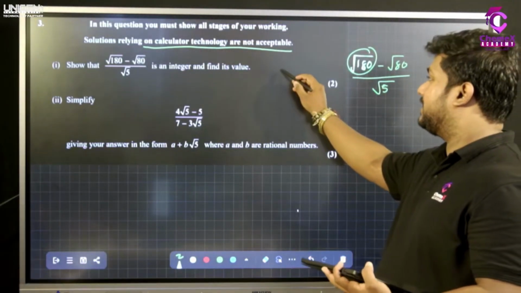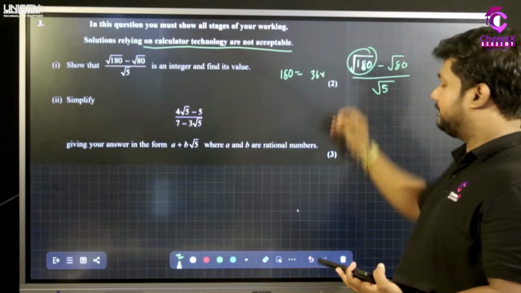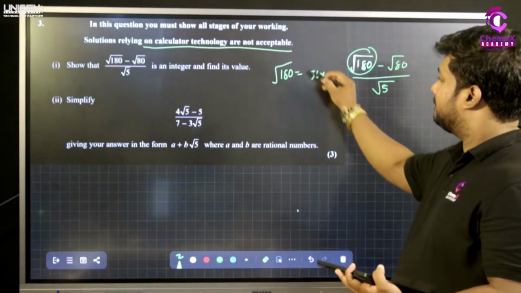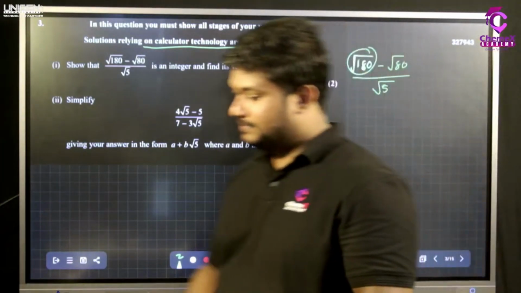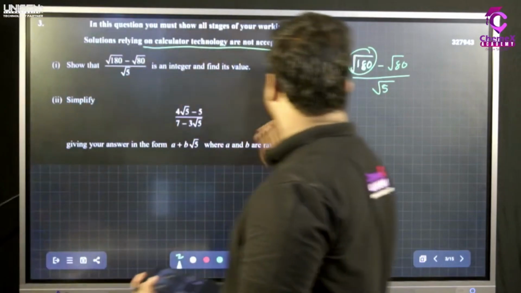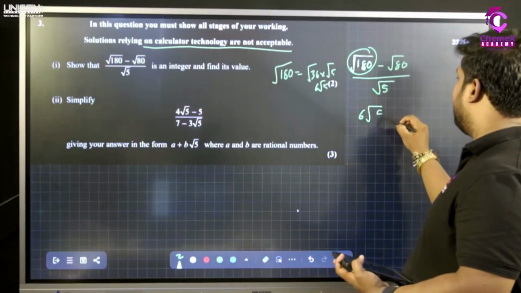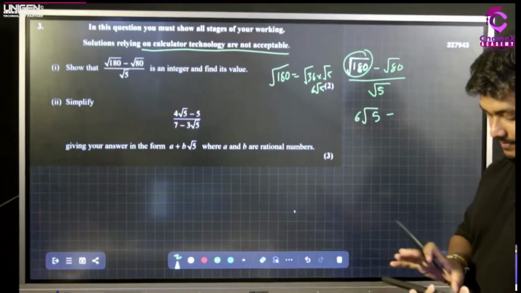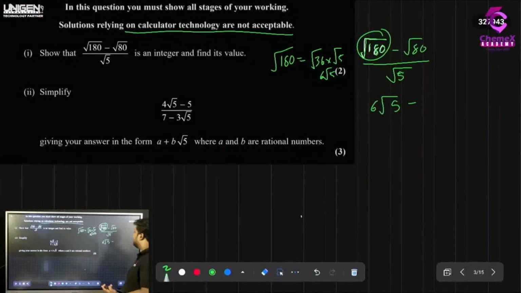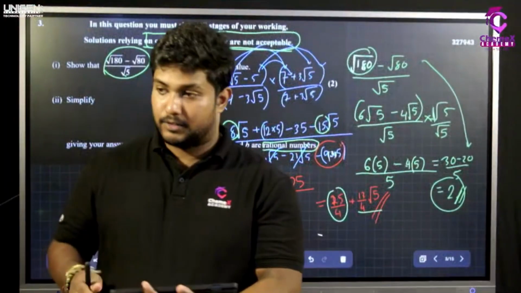What is the factor you will get? 36 times what? So 180 divided by 5. 36 times 5. Good. So that's why it was 6 root 5. We have to show that. So 6 root 5 minus 80, 80 can be written as what? Aman? So 4 root 5. What is that factor then? 16 times 5.